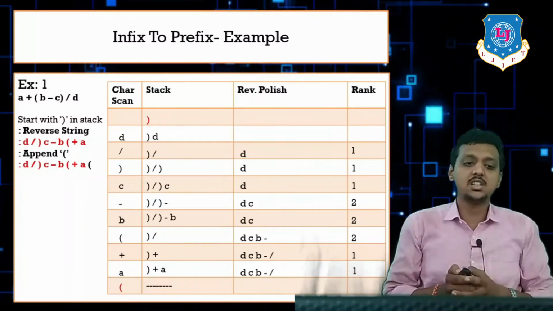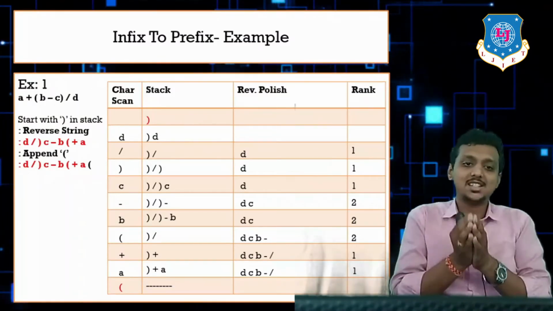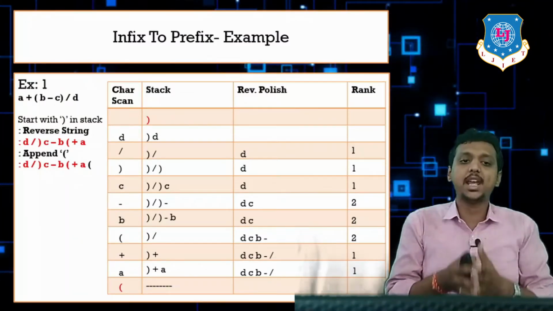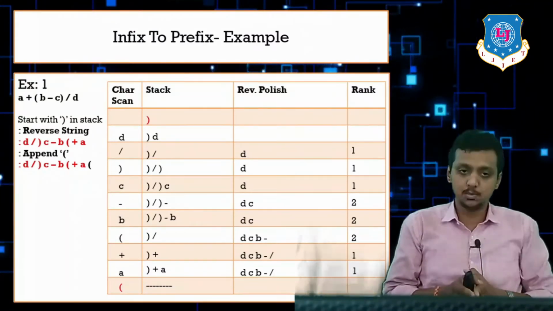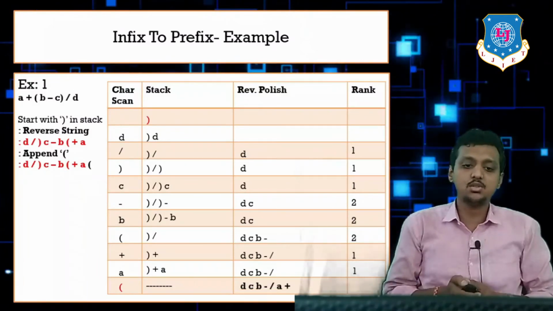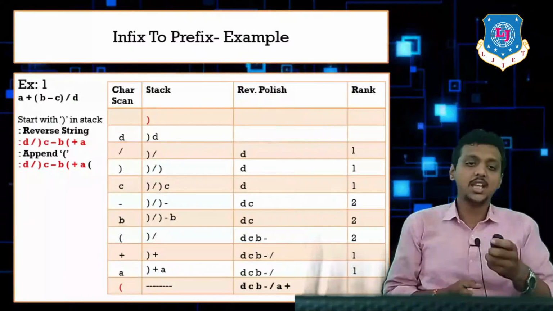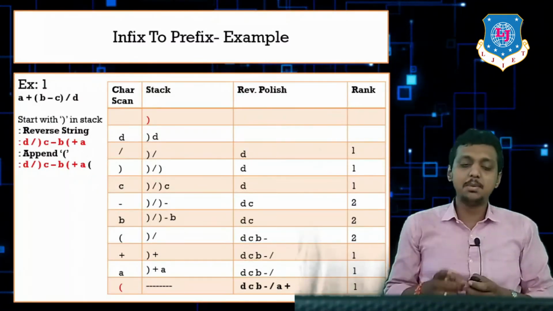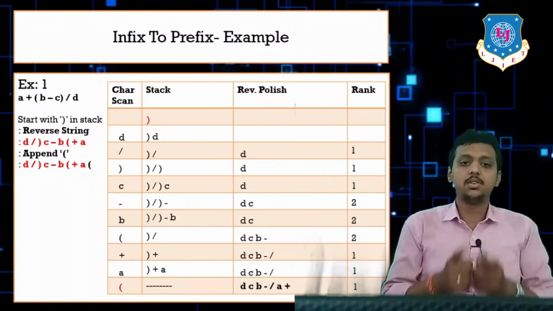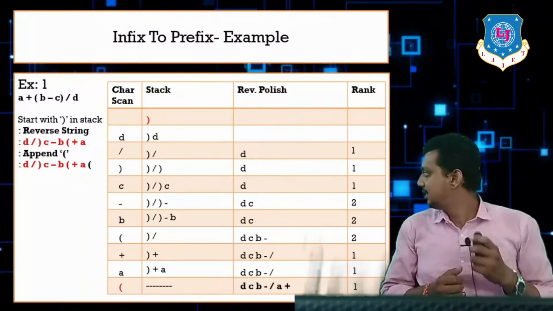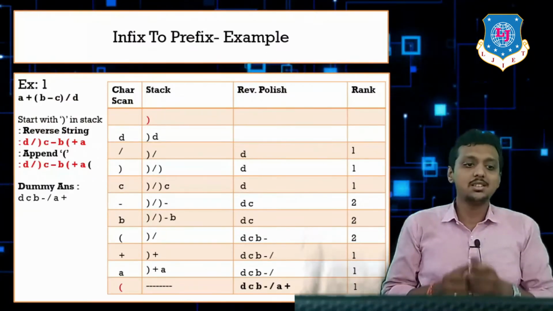So now at the last term we have the opening bracket. So again opening and closing both get cancelled out. All the elements before the closing bracket are popped out from the stack and appended to the reverse polish string. So here it is, the final answer students: we have DCB minus division A plus. And the last one, the rank is 1. Always remember, rank should not be less than 1. Okay, fine. So now here you can see students, the final answer we have is DCB minus division A plus. So that is my dummy answer.